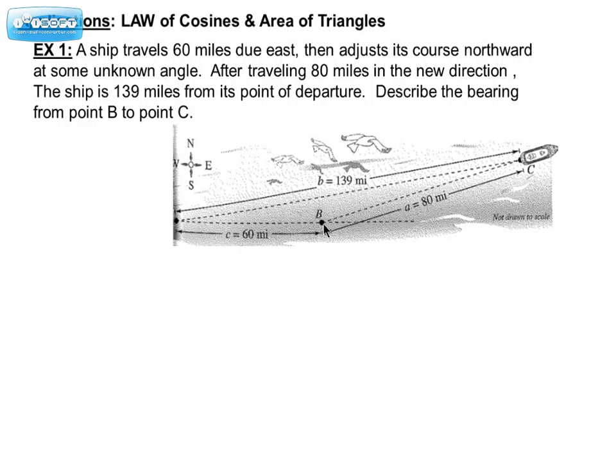miles, and we are given that the distance from the point of departure to the current position of the ship is 139 miles. You are asked to describe the bearing from point B to point C. The bearing angle can be found by finding the measure of angle B here and then subtracting 90 degrees. The bearing angle is defined as theta on the diagram.